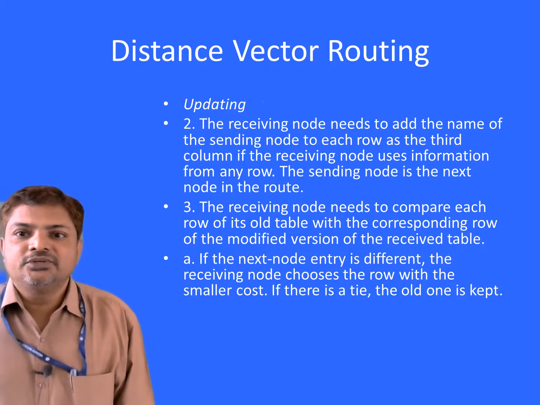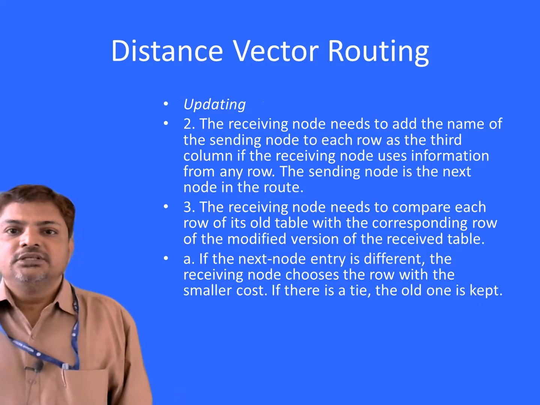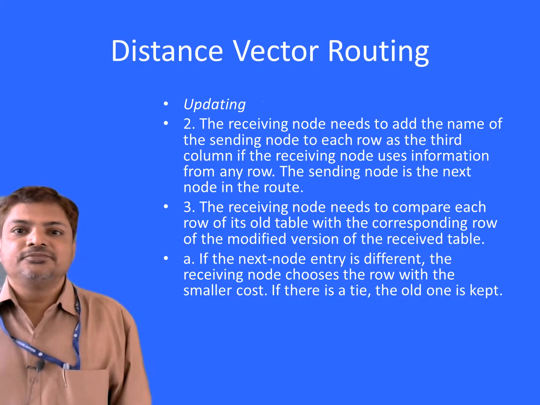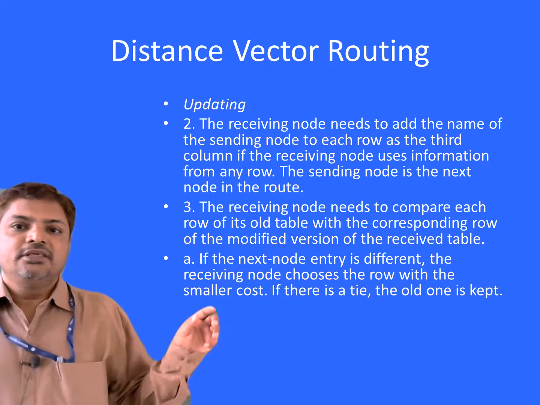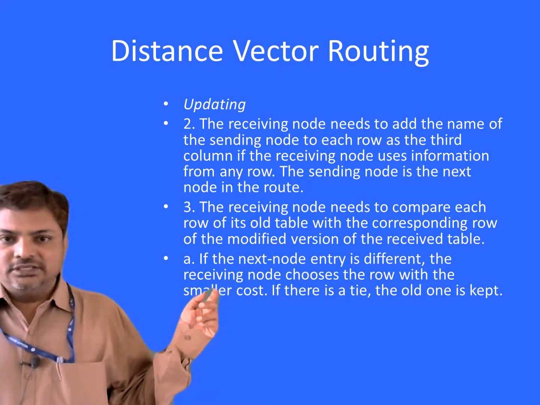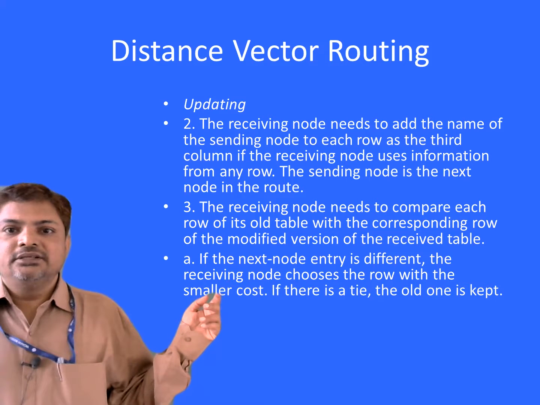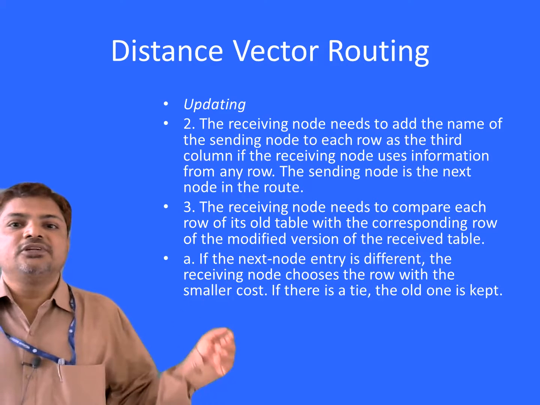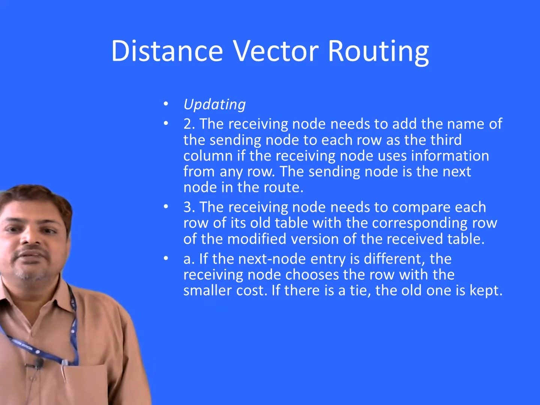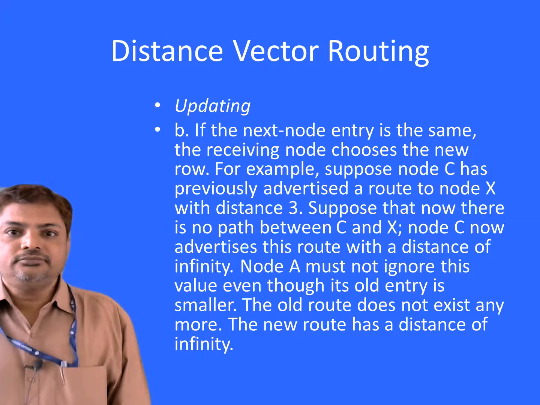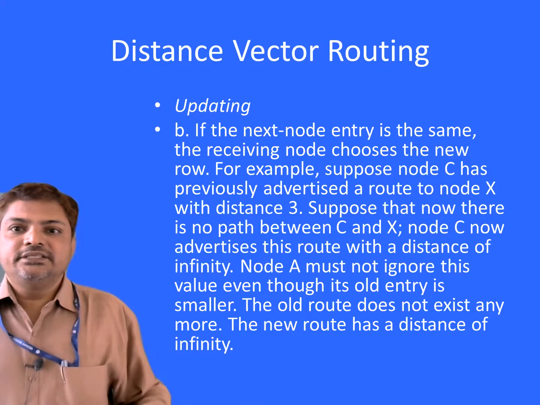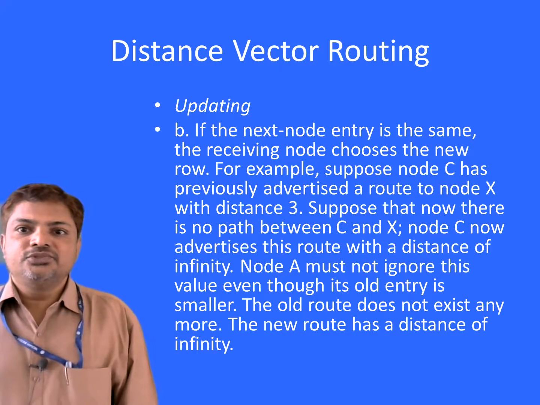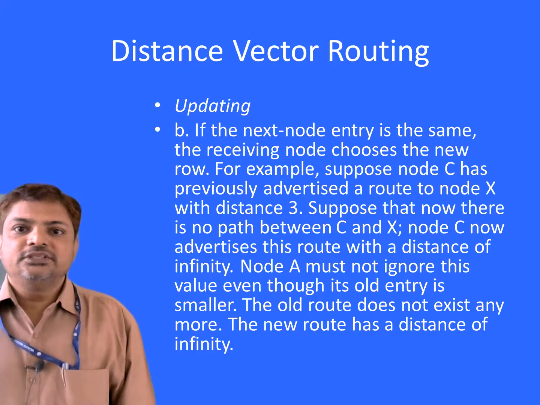Third, the receiving node needs to compare each row of its old table with the corresponding row of the modified version of the received table. If the next node entry is different, the receiving node chooses the row with the smallest cost. So if two entries are there for a single row, the receiving node chooses the row with the smallest cost. If there is a tie, the old one is kept. If the next node entry is the same, the receiving node chooses the new row.